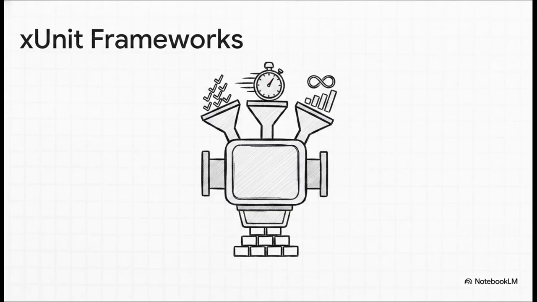And to execute all of this seamlessly at scale, you're going to leverage an XUnit framework. In Python, this is usually PyTest. In Java, it's JUnit. These frameworks give you the whole shebang: standardized assertion libraries, a powerful execution runner to automatically fire off thousands of tests in seconds, and reporting tools that integrate perfectly into your continuous integration pipelines.